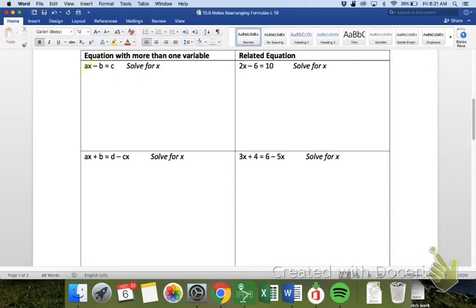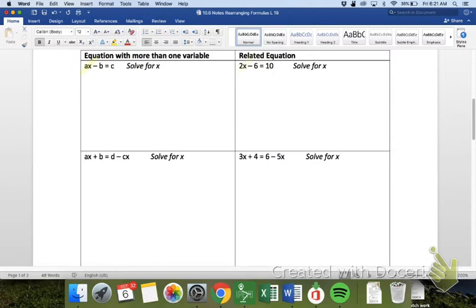Well, if we look at the related equation, we have 2x minus 6 is equal to 10. We're still trying to solve for the x. We just have numbers in the place of those other variables. So we have 2, 6, and 10 instead of a, b, and c. And we're going to solve these two side by side to look at the process between the two of them.